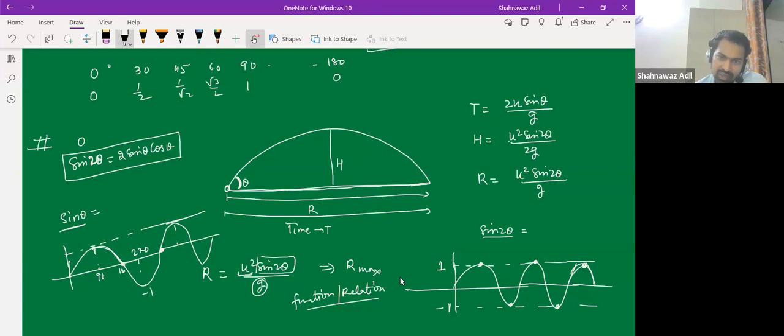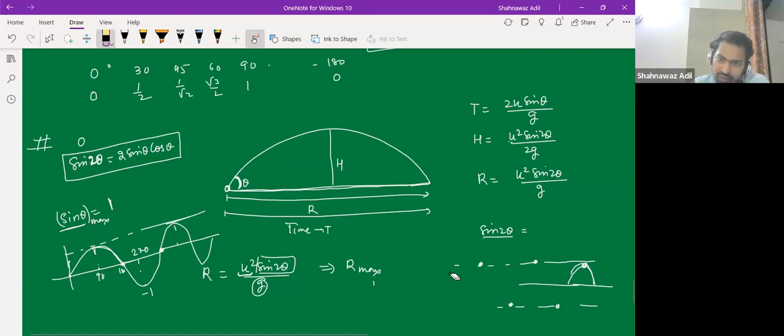Okay, so from this point you understood that sine theta would be 1, maximum, right? Clear? Yes, from this point it is clear, that sine theta max is 1. Okay, so now we can go ahead.